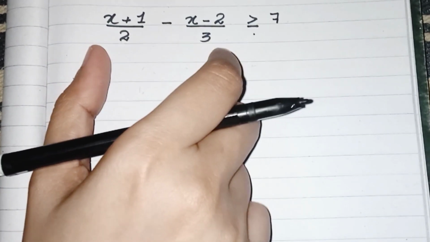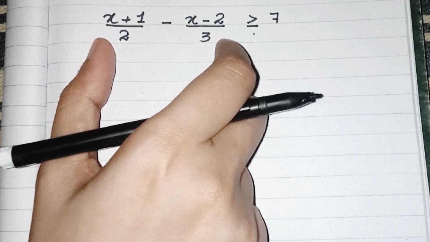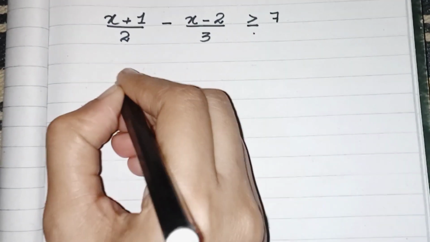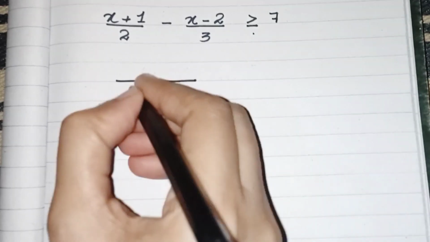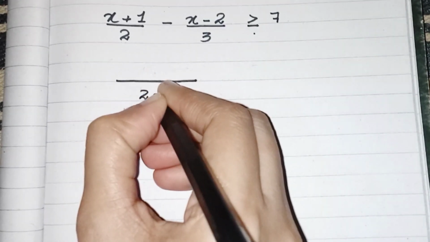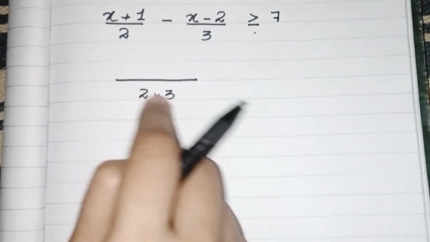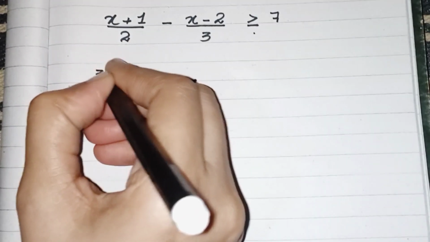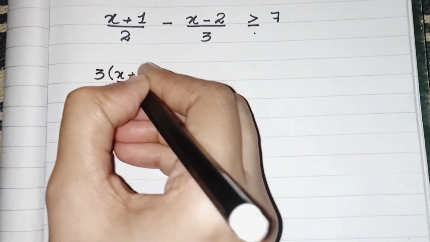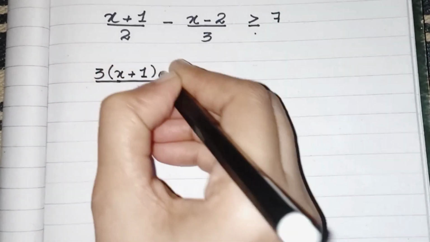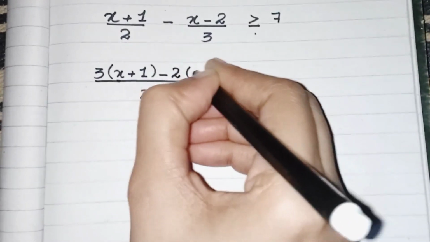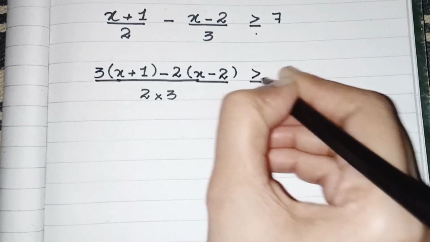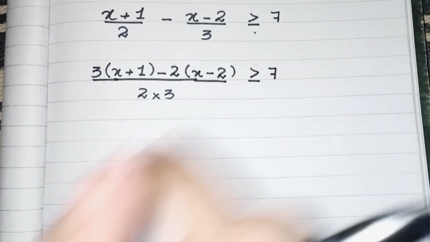Now we have to solve it like a normal equation where we have fractions and fractions are subtracted from each other. We know whenever fractions are subtracted or added, we have to take the LCM of the denominators. So we just multiply both denominators, and for the numerator we do cross multiplication. So 3 will be multiplied by the numerator of the first fraction and 2 will be multiplied by the numerator of the second fraction, while the other side of this inequation will remain the same.